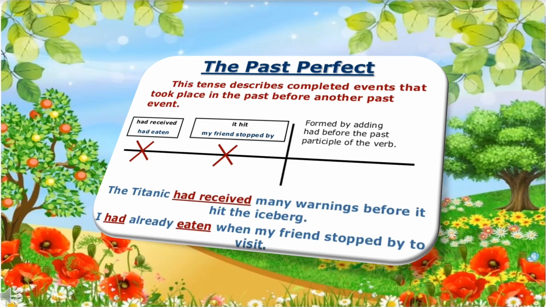Already we have discussed the examples. One more example here comes. The Titanic had received many warnings before it hit the iceberg. Here two actions are there, received and hit. So the first action was received. That's why we have used the past perfect tense, had received. It is followed by hit, simple past tense. Similarly, another example, I had already eaten when my friend stopped by to visit.